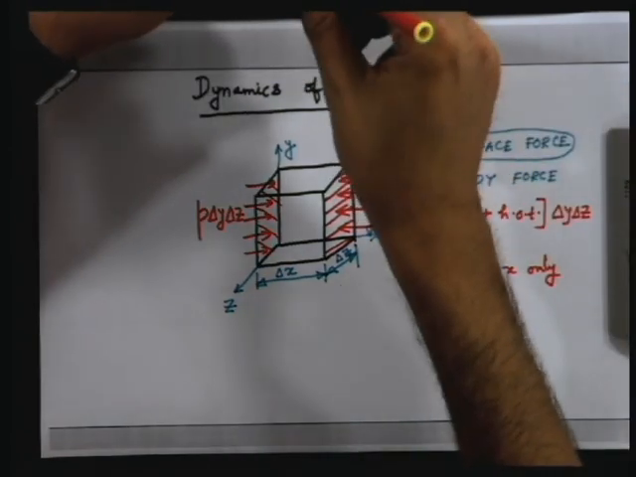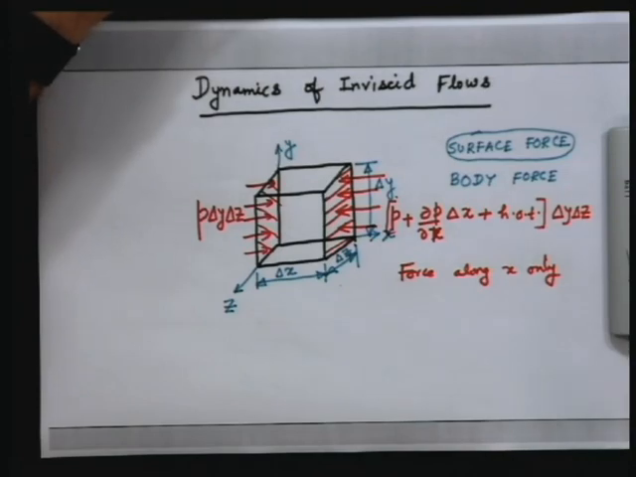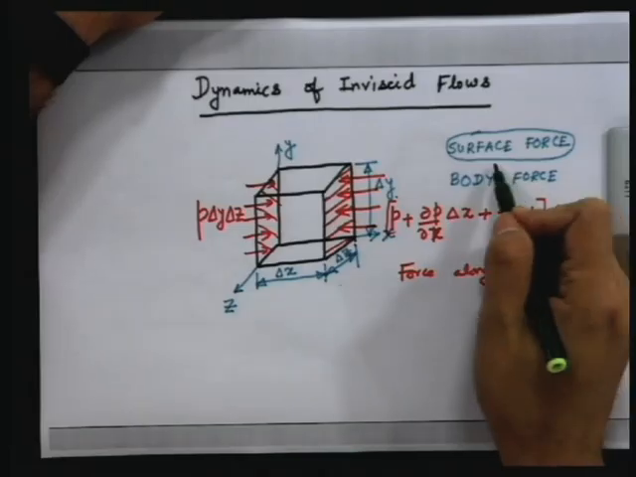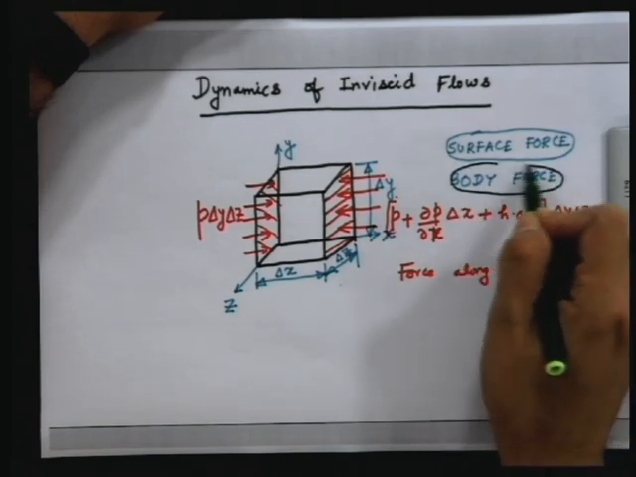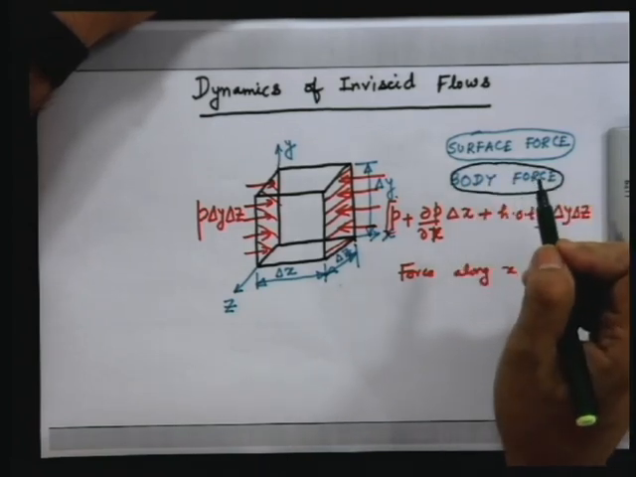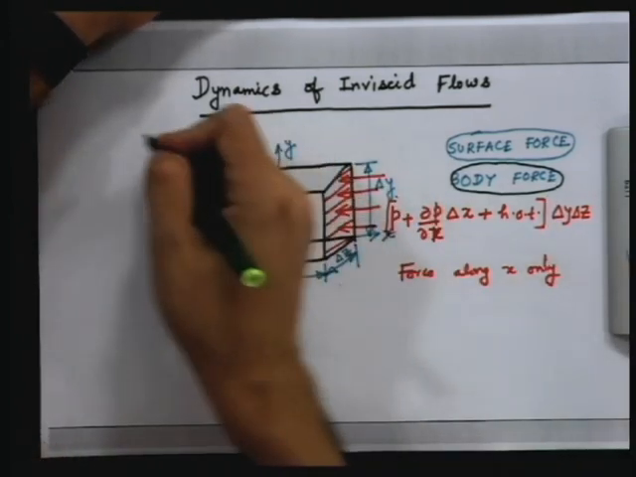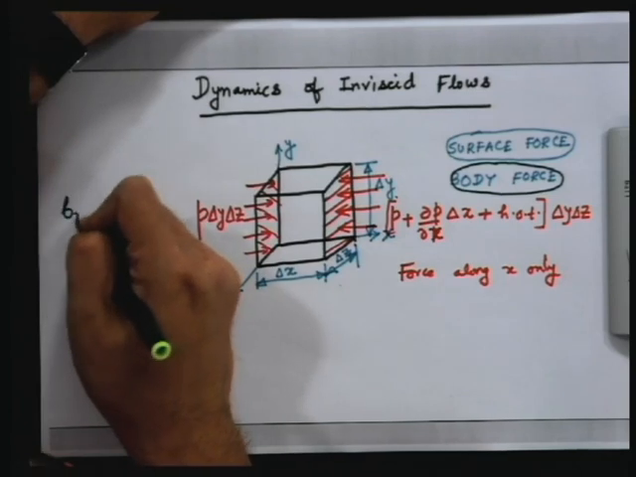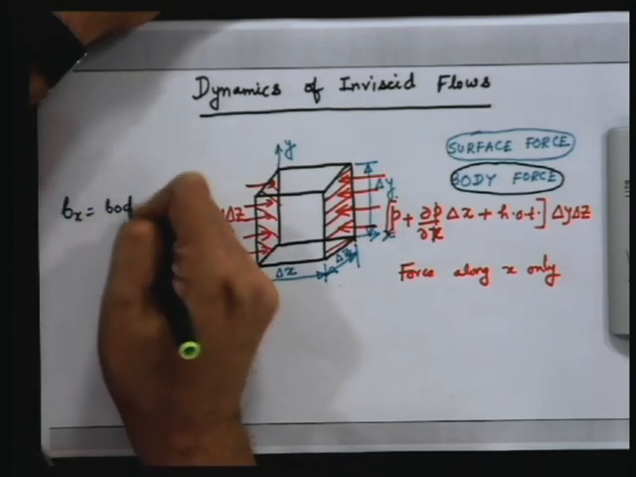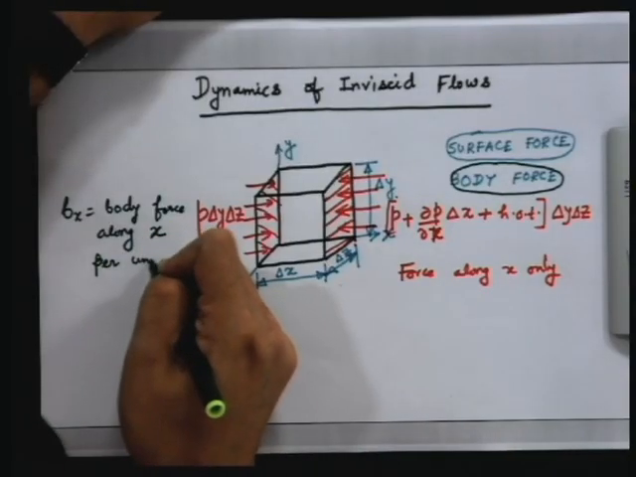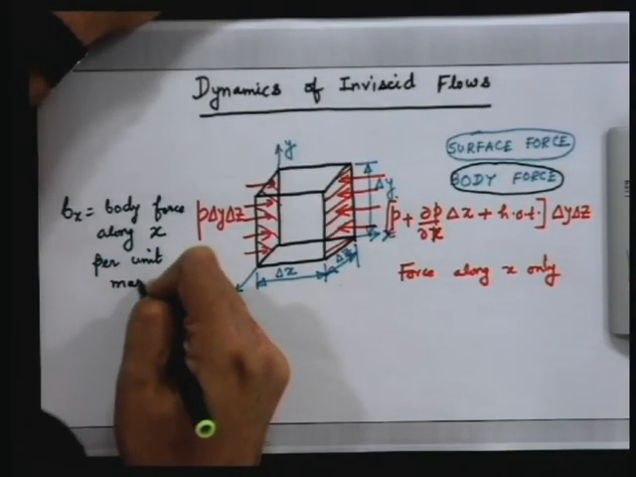Now, along with the surface force, there will be some force which we call the body force. So, what is the body force? Let us say that Bx is the body force along x per unit mass.